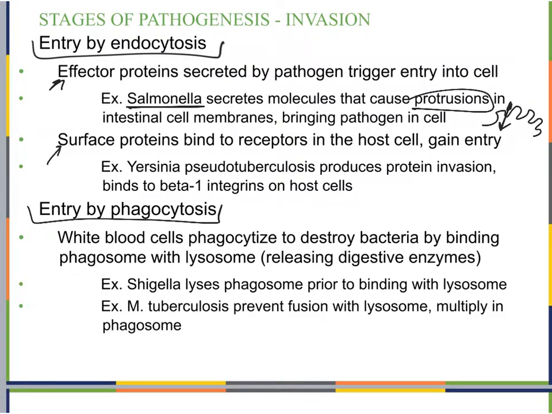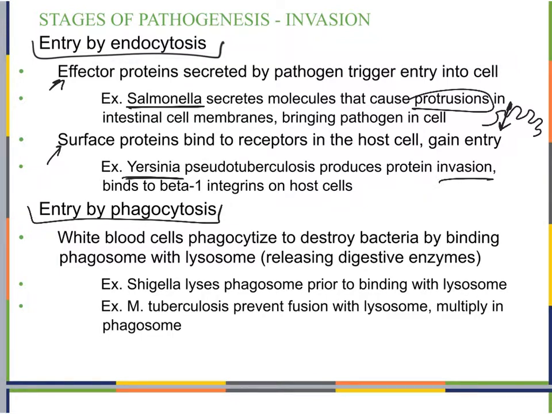Or here we have surface proteins that can bind to the receptors in the host cell and then gain entry. An example here is Yersinia, which produces an invasion protein, and that binds to the beta-1 integrins on the host cells. So it's kind of a receptor, a lock and key mechanism.